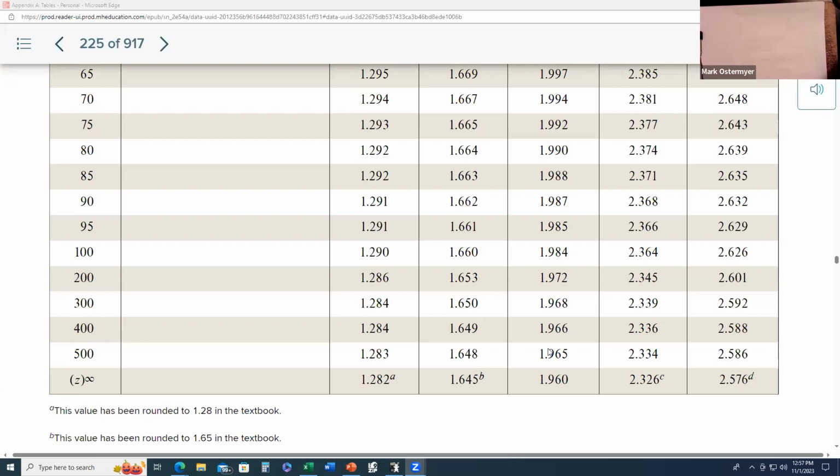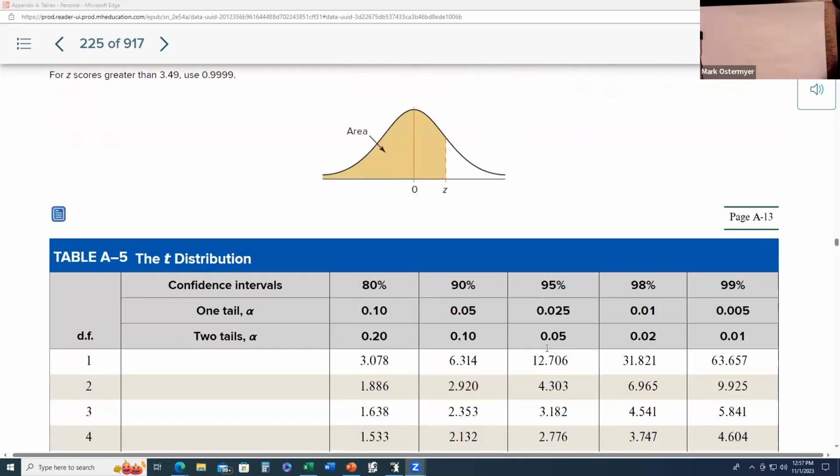So that is the T table. It hangs out in Appendix A-5 in the back of your textbook. Notice this picture up here is indicating how your T table works. It works for areas to the left of the T value. This should not be a Z here. This should be a T, because this is the T table, not the Z table. But notice the areas are always to the left. That's the way the table is geared.